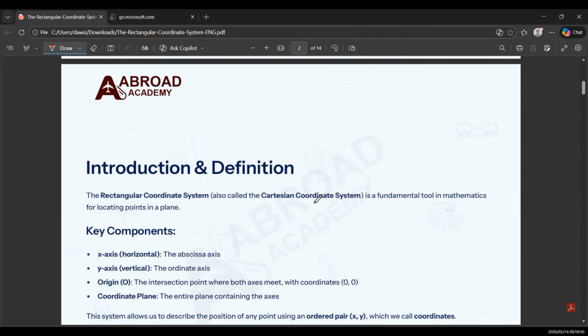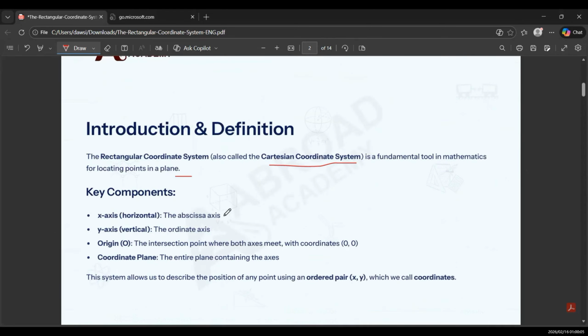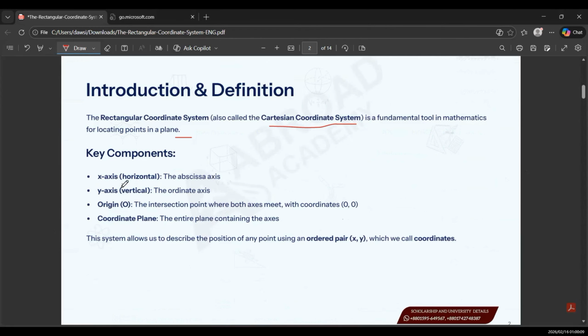Okay, first of all, here's the introduction and definition. The rectangular coordinate system, also called the Cartesian coordinate system, is a fundamental tool in mathematics for locating points in a plane. Okay, so there are some key points. The x-axis is horizontal and the y-axis is vertical, and the origin O is the intersection point where both axes meet, with coordinates 0, 0. Like if we make a coordinate system here and here's the intersection point, this is O, or 0 comma 0, right?